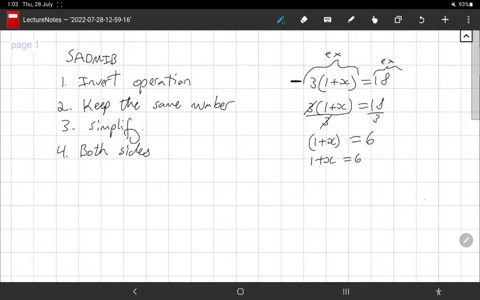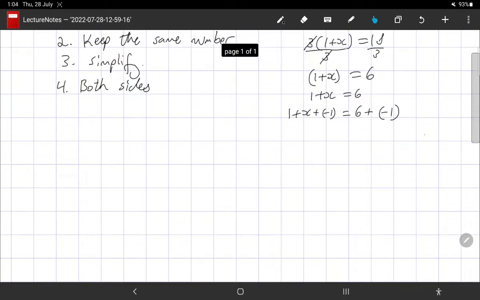Now 1 is being added to the x. There are no other numbers on this side of the expression. So 1 is being added to x. Let's invert the 1, and the inverse of 1 is negative 1, and add that to both sides. So 1 plus x plus negative 1, we're adding the inverse, equals 6 plus negative 1.